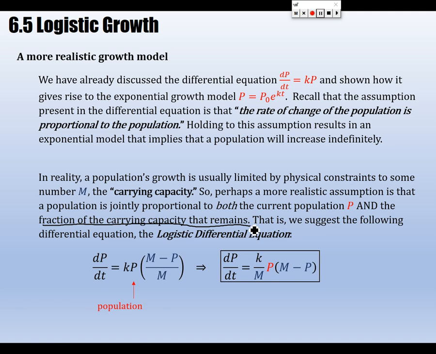So that's the population, P. That's the fraction of the carrying capacity that remains. Think about how that would be calculated. If I said the carrying capacity is 1,000, and right now the population is 700, how would you calculate the fraction of the carrying capacity that remains? Wouldn't you say 1,000 minus 700, and then divided by 1,000?